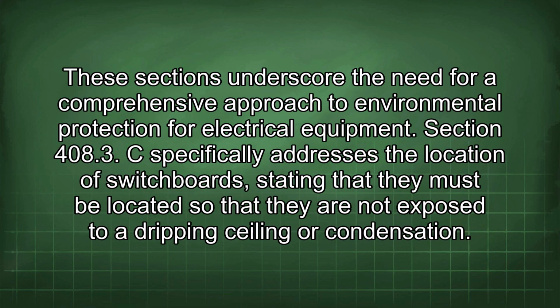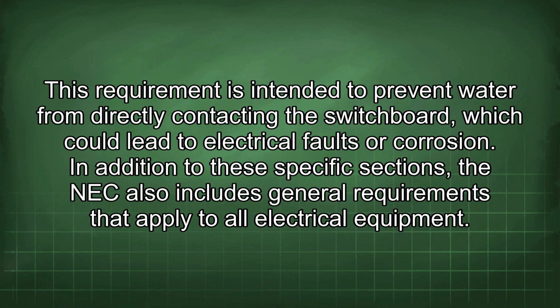These sections underscore the need for a comprehensive approach to environmental protection for electrical equipment. Section 408.3(C) specifically addresses the location of switchboards, stating that they must be located so that they are not exposed to a dripping ceiling or condensation. This requirement is intended to prevent water from directly contacting the switchboard, which could lead to electrical faults or corrosion.